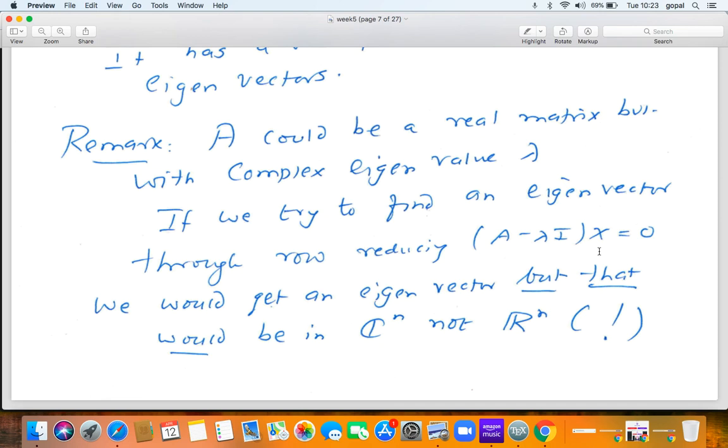We shall see an example in the next lecture. Okay, I think we'll stop it here and we'll continue this capsule.